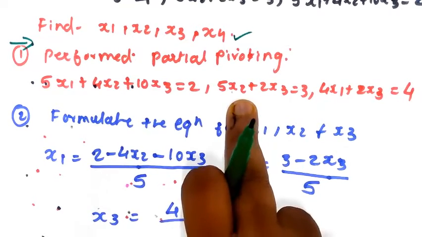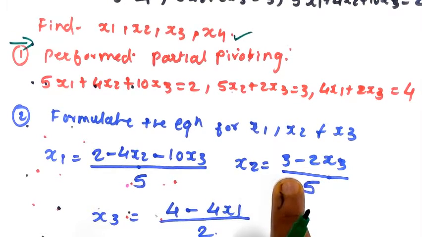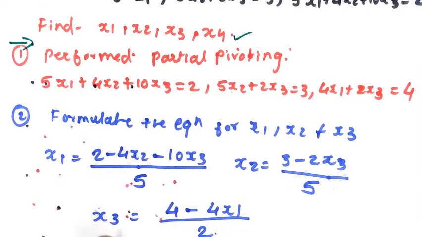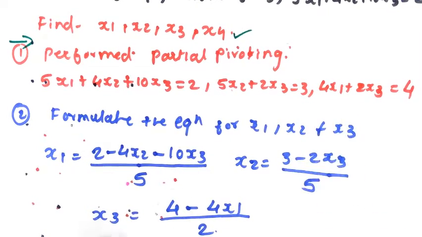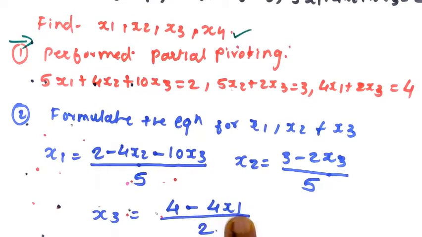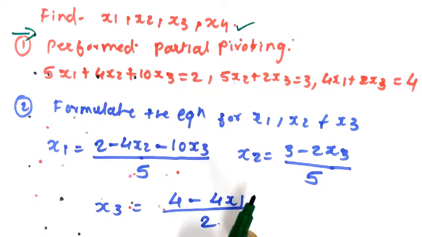Similarly, equation 2 you have to convert in the form of x2. So x2 equal to (3 minus 2x3) divided by 5. And equation 3 we have to convert to the form with x3 on the left hand side, so x3 equal to (4 minus 4x1) divided by 2. These are the three equations, and further we have to put the values in these equations in the proper manner.